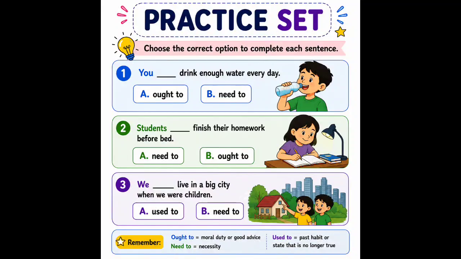Let's take question third. We dash live in a big city when we were children. Used to or need to? Give me the answer. The correct answer is used to. It shows the past habit or state that is no longer true.